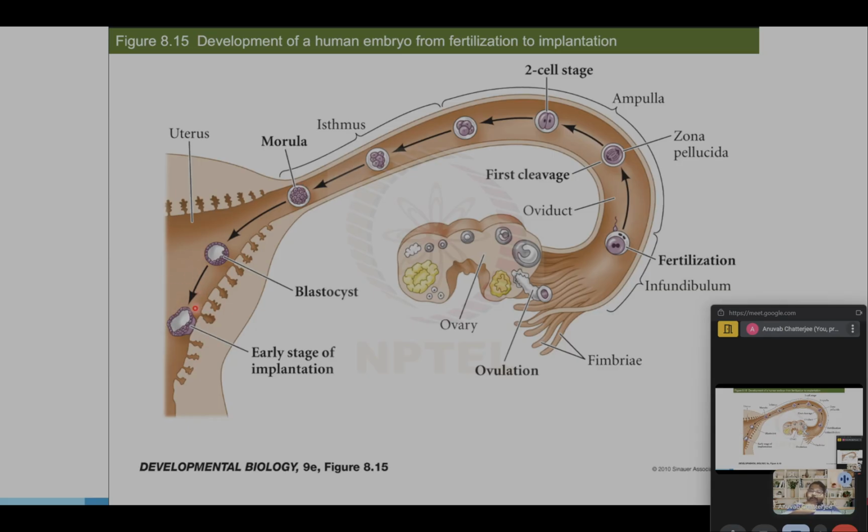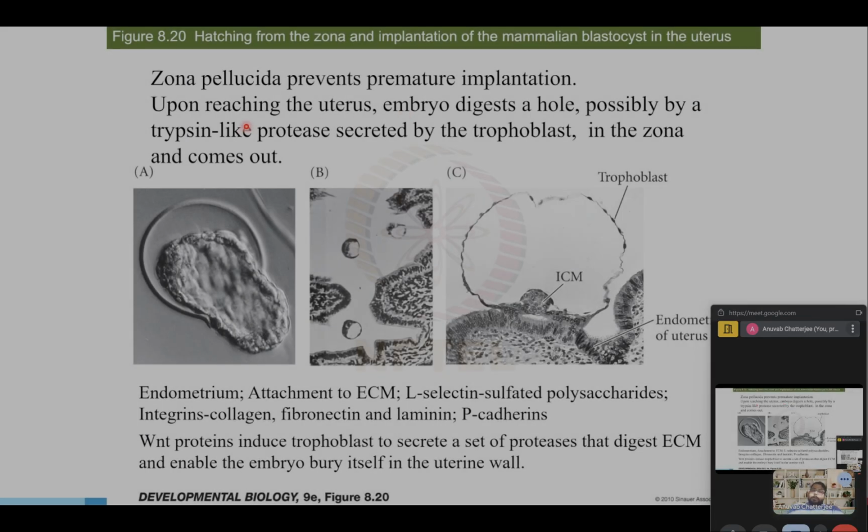And the reason why it can implant in the uterine wall is that by the blastocyst stage, the embryo starts secreting various enzymes such as trypsin, which degrades the zona pellucida. So only at the blastocyst stage, after it has traveled all the way here, can it actually implant. So no fallopian pregnancy or tube pregnancy. So the zona pellucida prevents premature implantation.